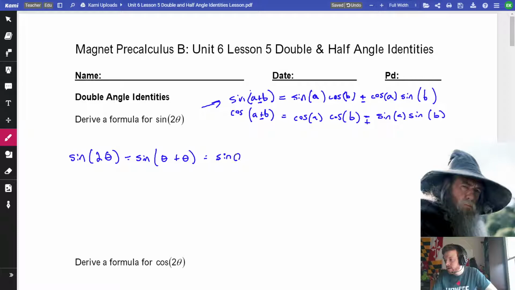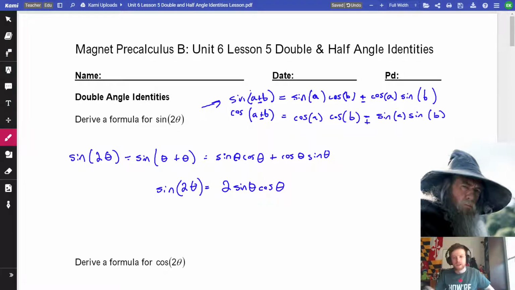Sine theta, cosine theta, right? The same theta, but it's the first theta and the second theta. Sine, cosine, cosine, sine, and that's our formula. Right, sine theta times cosine theta plus sine theta times cosine theta. That's just 2 sine theta cosine theta. Sine 2 theta is equal to 2 sine theta cosine theta. That's our first double angle identity. Cool.